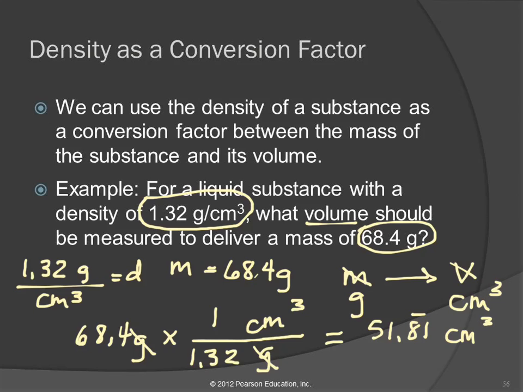How many sig figs should that answer have? 3. Both the numbers that I had there had 3. So 51.8. I have this strange ability to say one thing while I'm writing something else. It's not a very useful skill. Okay? Any questions? I would encourage you to use density as a conversion factor rather than rearranging the equation. If you're good with algebra and you want to rearrange the equation, you go right ahead. You'll be fine.